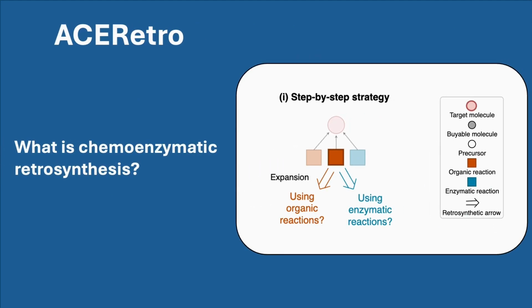Let's first see what chemoenzymatic retrosynthesis is. It is a strategy that integrates organic chemistry with enzymatic reactions. This enables people to design these hybrid synthesis routes. The process, as shown on the right, involves deconstructing a complex target molecule step by step into simpler precursors. This can be achieved by either chemical reactions or enzymatic reactions. By combining them together, we can get a better route that we call a chemoenzymatic synthesis route.